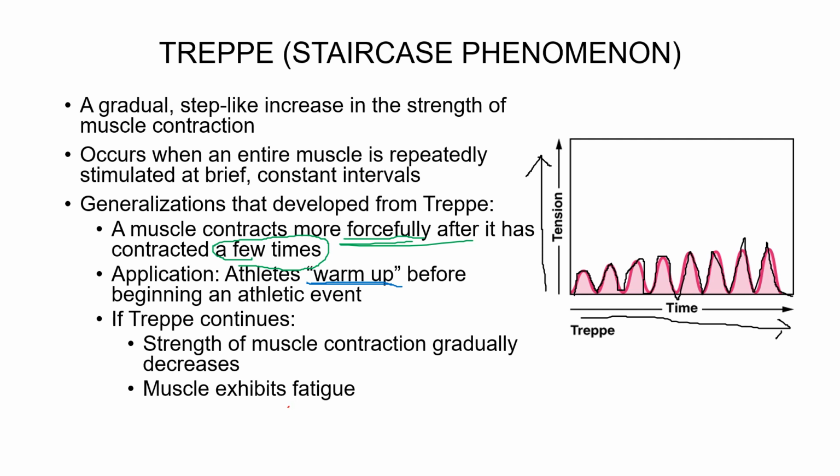So you will exhibit fatigue eventually. You can only warm up for so long. You can only play basketball or tennis or whatever we're playing for so long. And eventually this will decrease, right? We're not robots. But certain people can go and go and go for a very long time. Eventually everybody will tire out though. So that's treppe.